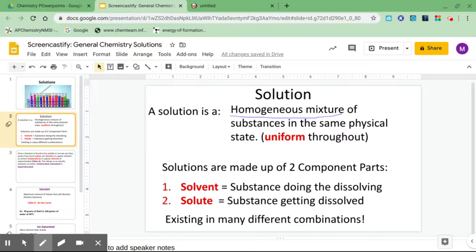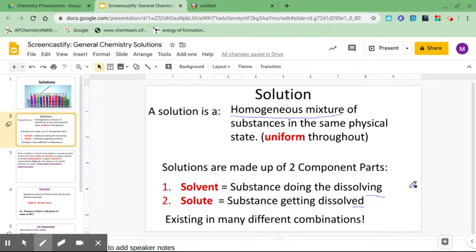The solvent is the substance that always does the dissolving. Remember, "-ing" is for solvent. In most cases, it's going to be water. However, in chemistry, it could be many different things. The solvent usually dissolves another substance. That other substance is the solute. The solute always gets dissolved.